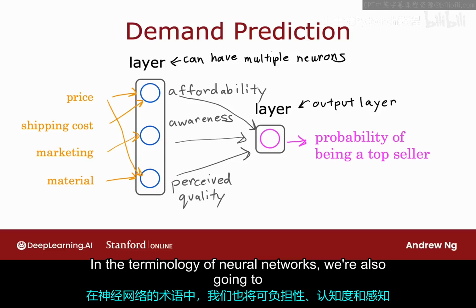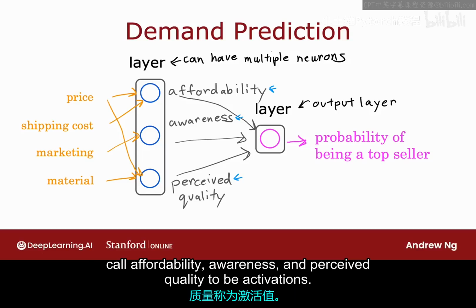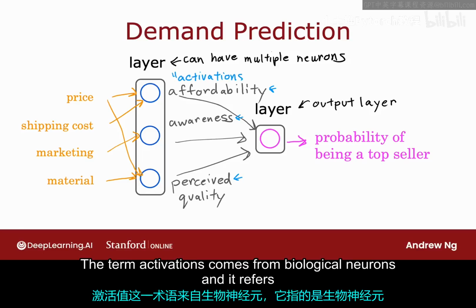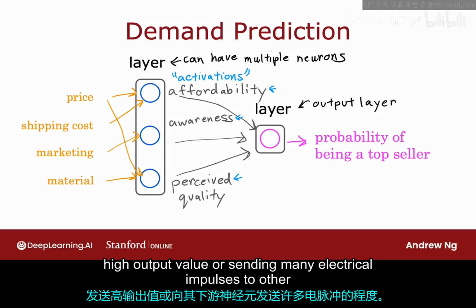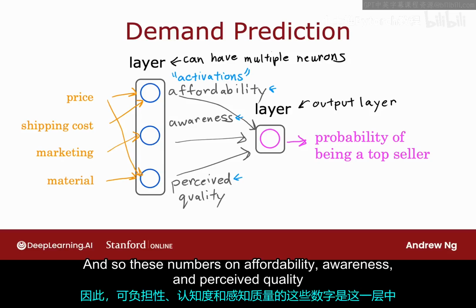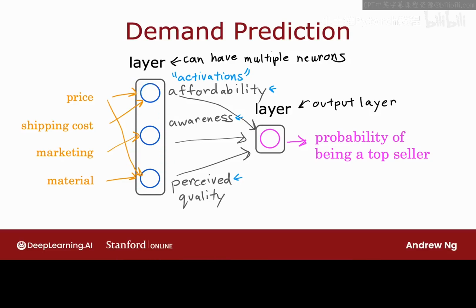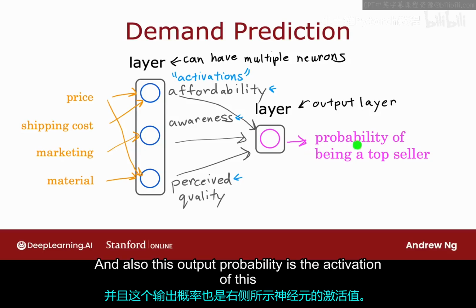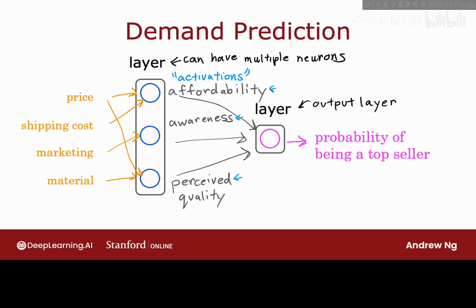In the terminology of neural networks, we're also going to call affordability, awareness, and perceived quality activations. The term activations comes from biological neurons, and it refers to the degree that a biological neuron is sending a high output value or sending many electrical impulses to other neurons that are downstream from it. And so these numbers on affordability, awareness, and perceived quality are the activations of these 3 neurons in this layer. And also, this output probability is the activation of this neuron shown here on the right.